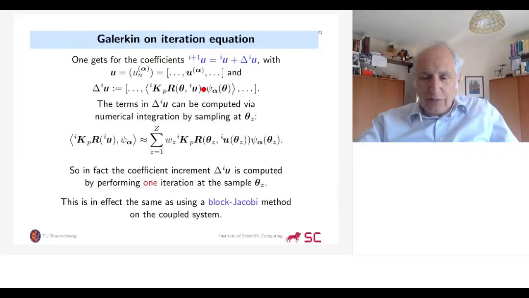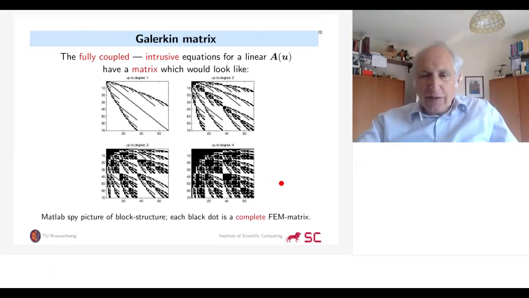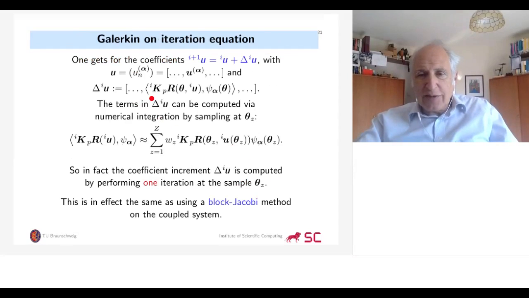And so if I do Galerkin weighting for this equation here, I get, so this is clear. These are the old coefficients, and these are the new in iteration. And what's the delta? I have to write down what the delta is, and the delta is this here. And so it's Galerkin inner products with the preconditioned residuum, okay? And now if I compute this by sampling it by some quadrature method, well, then I replace this here by this here. You see, it's just sampling the preconditioned residuum. This is what I have to do.